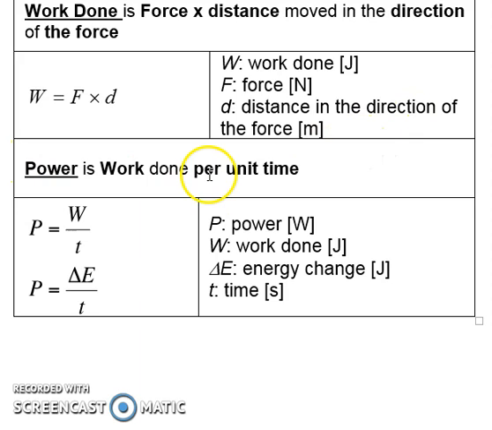Okay, so power is the work done per unit time. This is a definition and this is a formula. So work done, you can actually replace it with a change of energy. Both work done and energy change are measured in joules. Okay, so that's the formula.